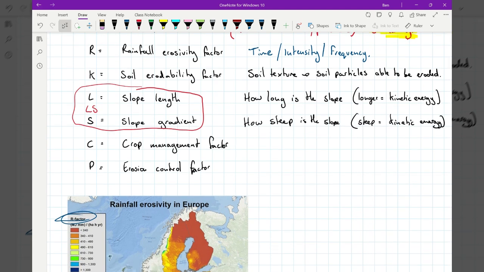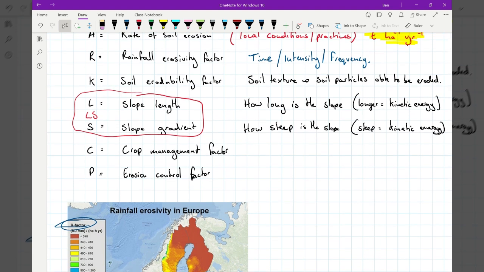And the last two then. We've got the crop management factor. This is a combination of what we are growing and when we are sowing it, so our tillage. Are we doing it in the autumn or in the winter, or is it zero tillage or something like that? Okay.